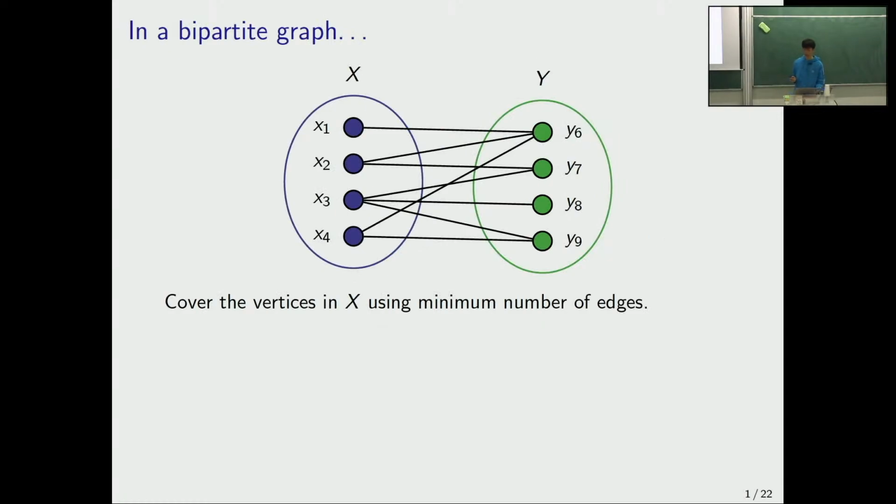For example, consider a simple bipartite graph like this, and suppose we want to cover the vertices in X using the minimum number of edges.